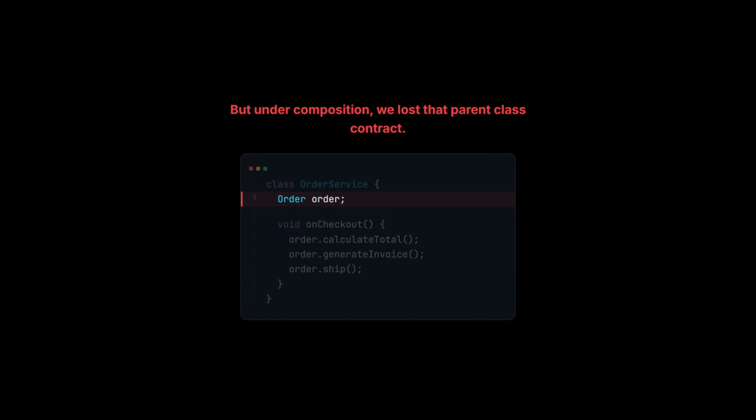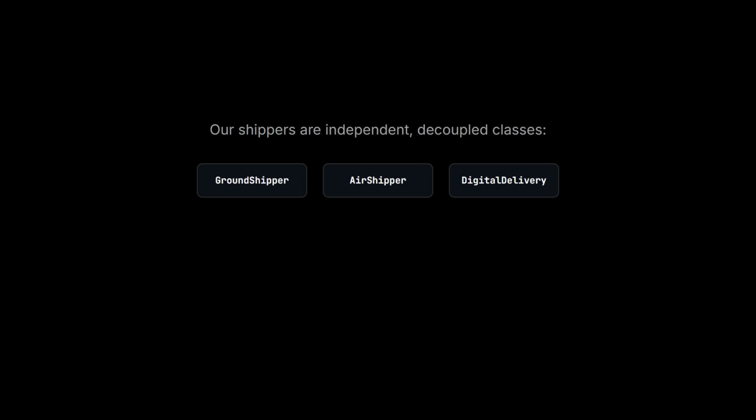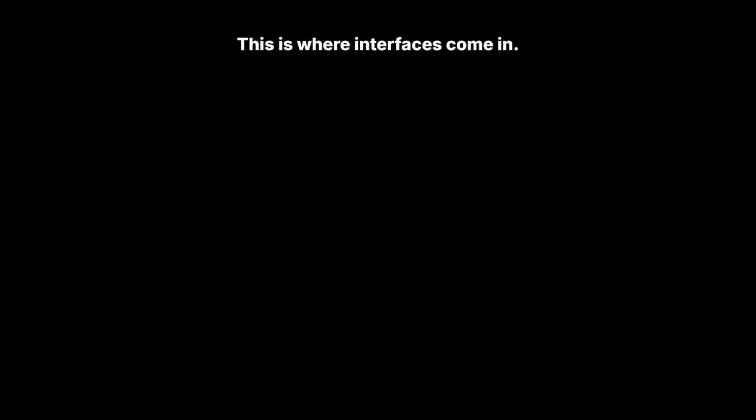But with composition, we don't have a parent class anymore. Our shippers are independent classes. So how do we get that abstraction back? This is where interfaces come in. An interface is a lightweight contract. It doesn't carry any code or variables. It just says, if you implement me, you promise to have these methods.